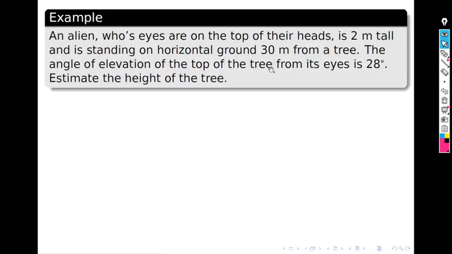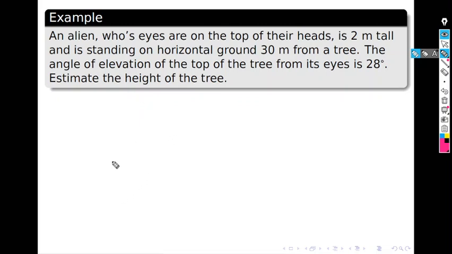All right, moving on. So with these, the way to do it is to draw it out and then set up some triangles as best you can to solve it. So we've got an alien whose eyes are on the top of their heads, is 2 meters tall and is standing on horizontal ground 30 meters from a tree. The angle of elevation of the top of the tree from its eyes is 28 degrees. Estimate the height of the tree.